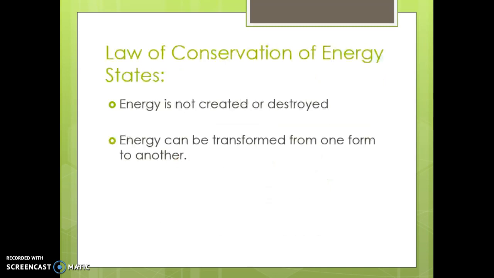Now, the law of conservation of energy states that energy is not created or destroyed. And also, energy can be transferred from one form to another. So this should not be new to you guys. We learned about this with the types of reactions. Our reactants always have to equal our products. Energy is just changed from one to another.